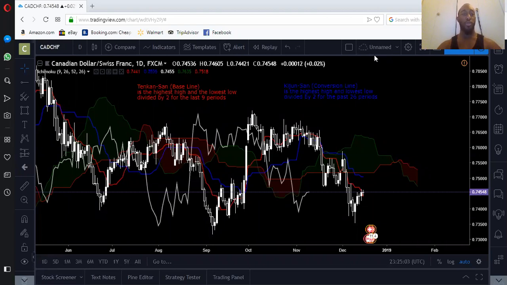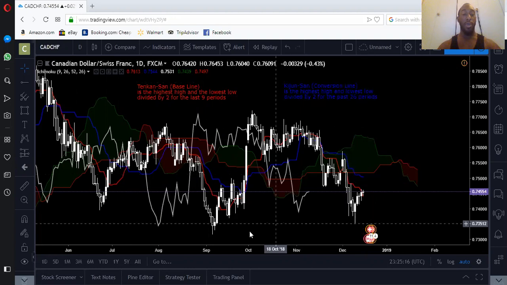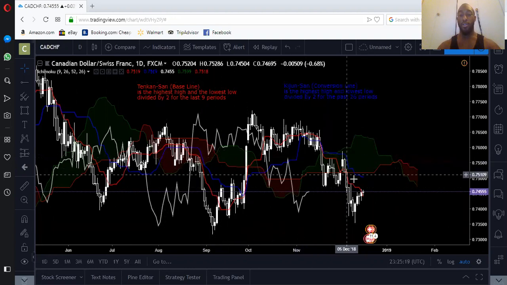I'm going to be doing another teaching on Ichimoku. Last time we covered the Kumo cloud. Today we will cover the Tenkan-sen and the Kijun-sen. Basically, these are your moving averages or EMAs for the system.